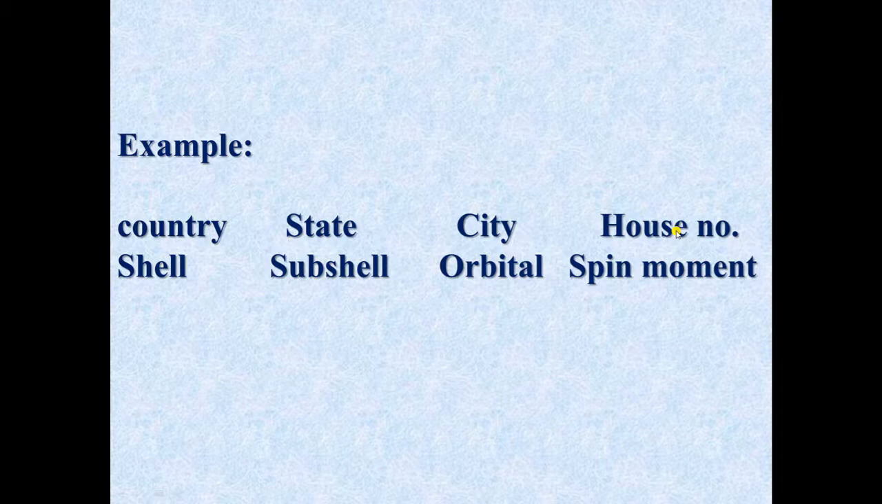In the same way, if we want to find out exact location of electron in an atom, then first we will find out shell, that is, in which shell the electron is present in the atom. After that, in shell subshells are present. So after that we will find out the subshell. In subshells orbitals are present. And in orbitals electrons are present. So the last quantum number gives us information about the spin moment. So these are the 4 steps by which you can find out the exact location of electron in an atom.